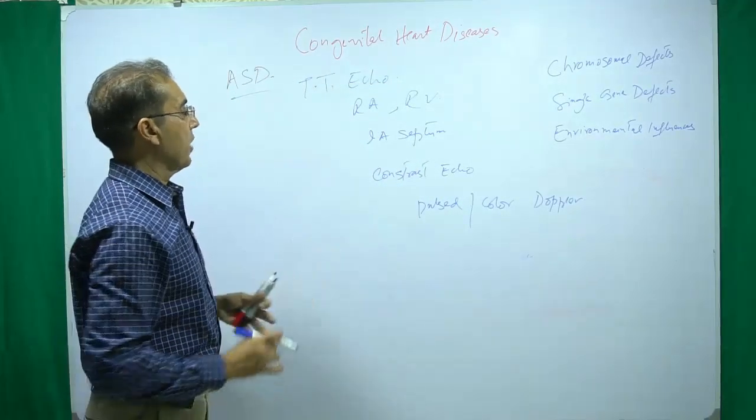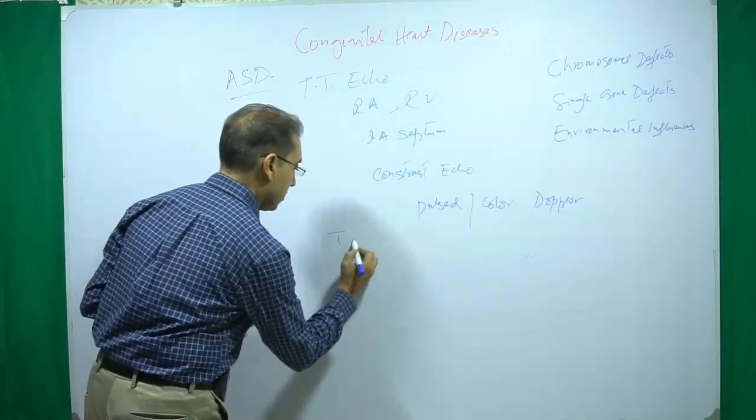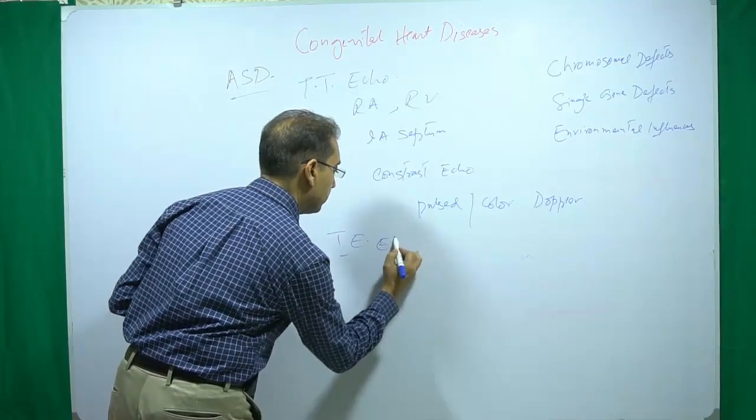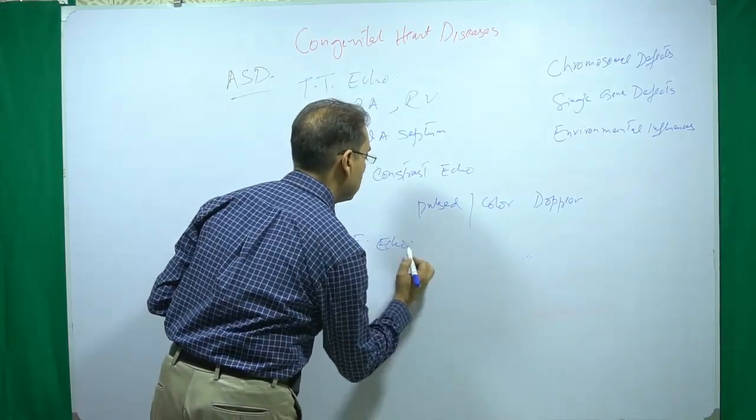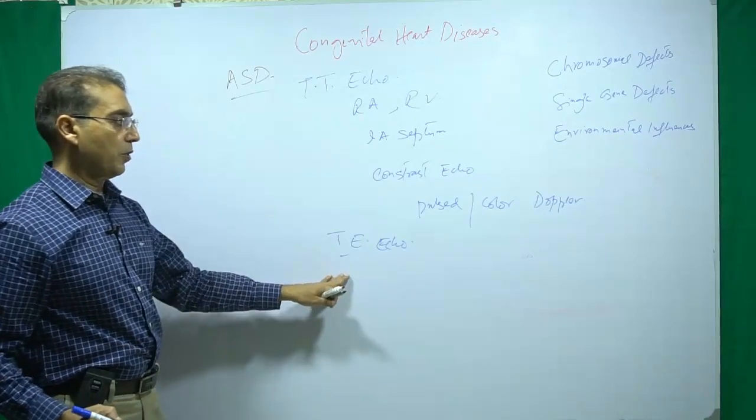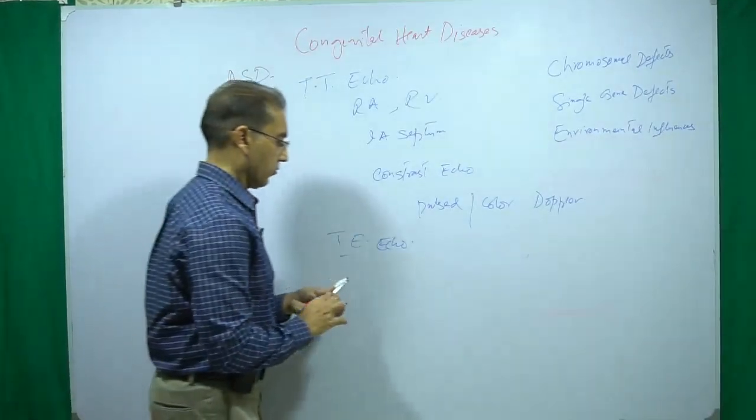In some patients, we may require transesophageal echo. Transesophageal echo may be especially useful in sinus venosus defect.